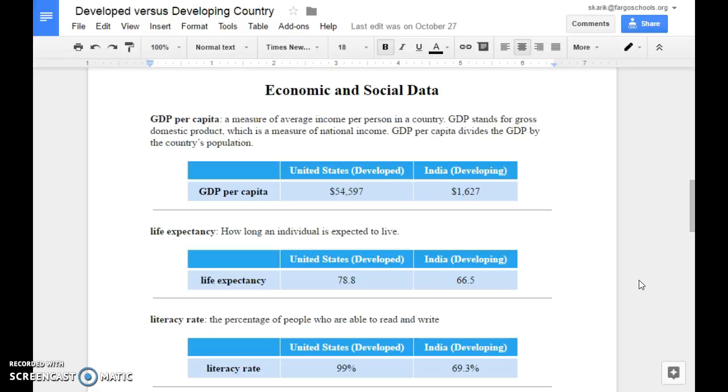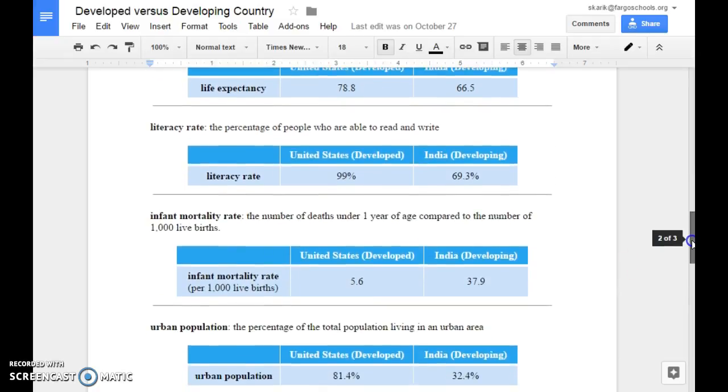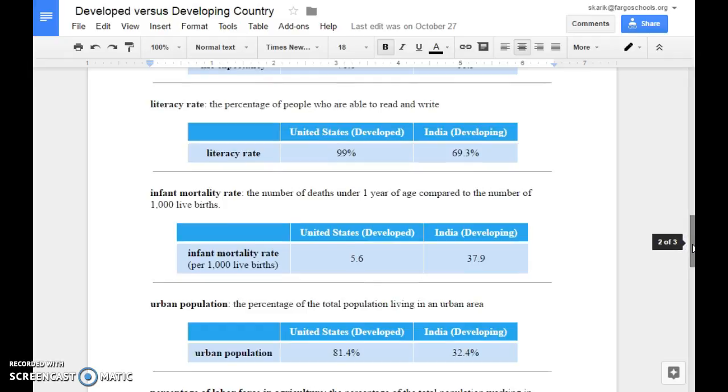Literacy rate, the percentage of people who are able to read and write. In the United States, a developed country, our literacy rate is 99%. In India, their literacy rate is 69.3%. If we look at infant mortality rate, the number of deaths under 1 year of age compared to the number of 1,000 live births, in the United States we have an infant mortality rate of 5.6. That is 5.6 deaths for every 1,000 live births. If we compare that to India, a developing country, they have 37.9 deaths for every 1,000 live births.